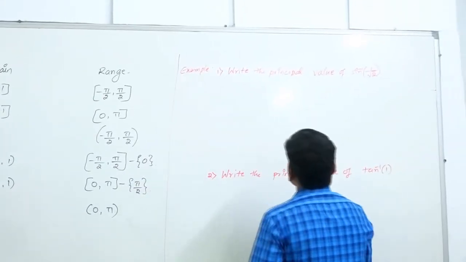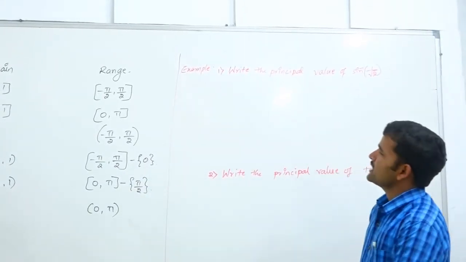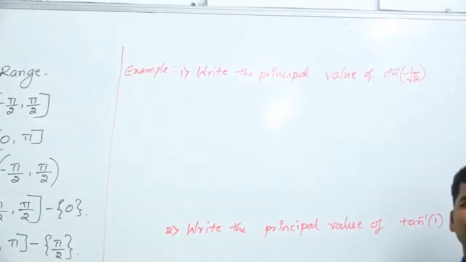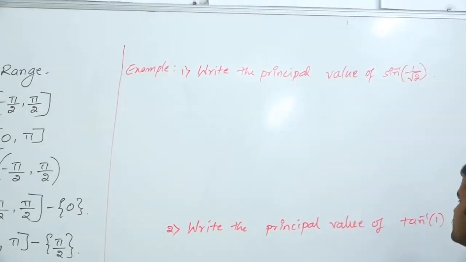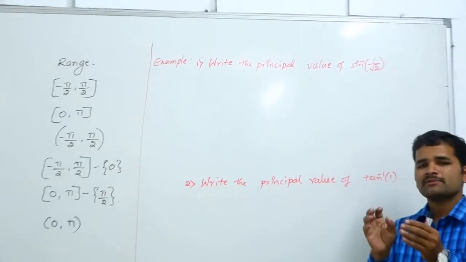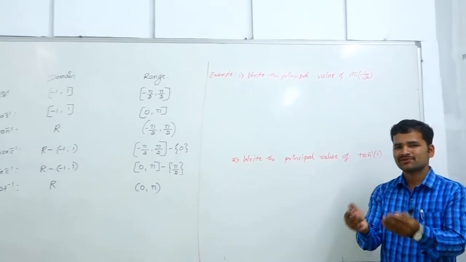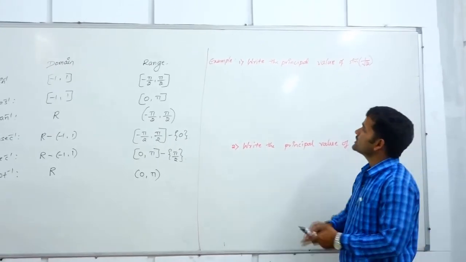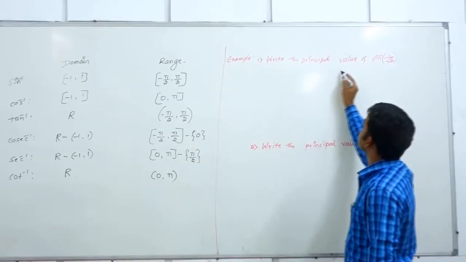See, first problem, first example I have taken. Write the principal value of sine inverse of 1 by root 2. Positive values are there, means for inverse trigonometric functions of positive values, you write it directly. It will be too easy. Here one thing you observe, write the principal value of.